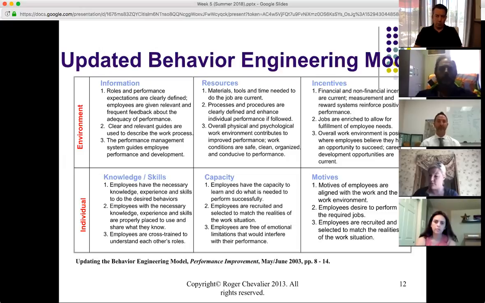Roger and others who use this analysis process borrow from a guy named Thomas Gilbert, who developed this model called the behavior engineering model. Roger updated it with some more modern language, but it's essentially the same as Thomas Gilbert presented back in, I want to say, the 70s. It's a powerful model. It's been used by people all the way up until the last couple of years. So it's not something that's outdated by any means.